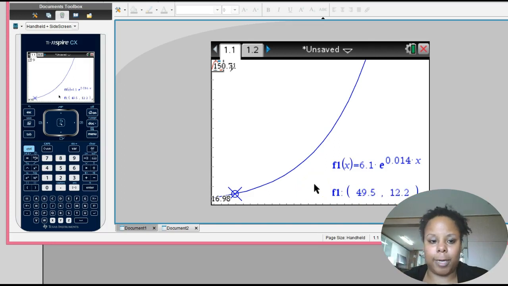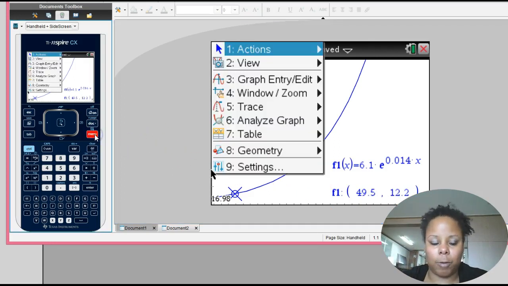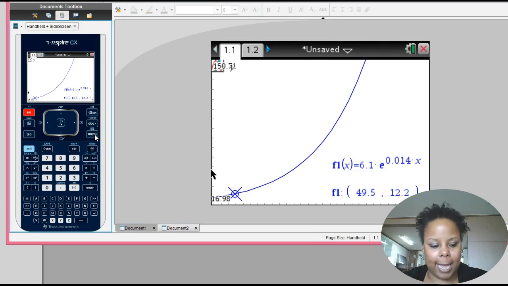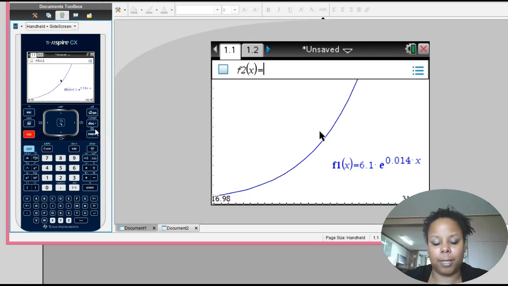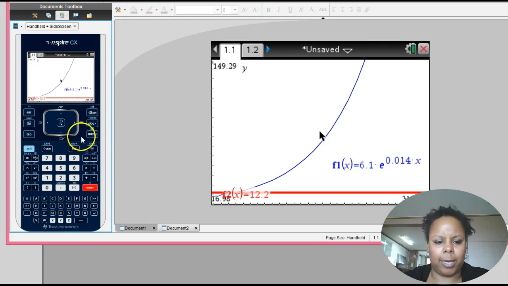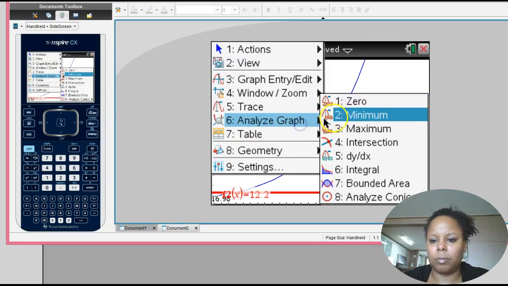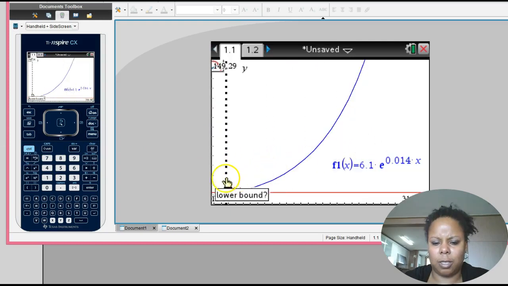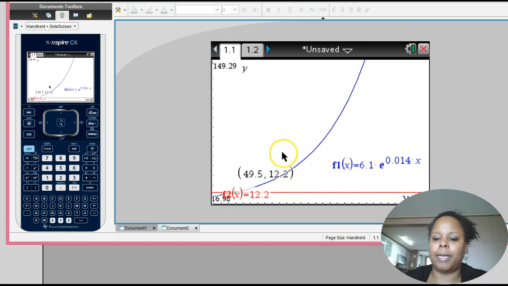Two things I want to point out. We could also solve this by going up here and adding another page with another function of 12.2, and then doing menu, analyze, intersection, and finding the intersection as well. It would have given us the same answer, but now we have two ways of finding this on the graphing calculator.